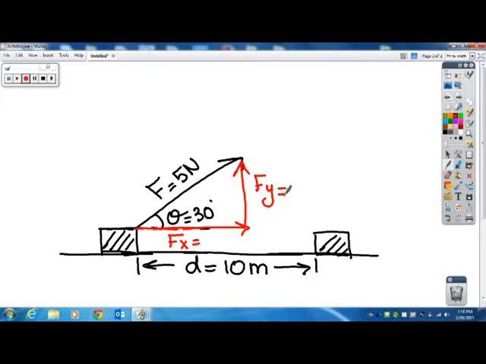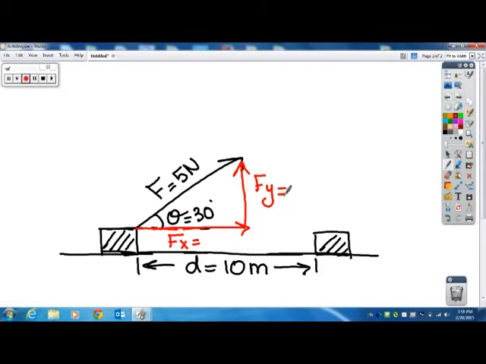But before you even calculate the Fy, ask yourself, is the vertical component responsible for moving the box to the right? And the answer to that is no, because an upward force has nothing to do with moving a box to the right. An upward force can move a box up, but it can't move a box to the right. So the Fy is not responsible for moving the box to the right. So you don't even have to calculate that value.